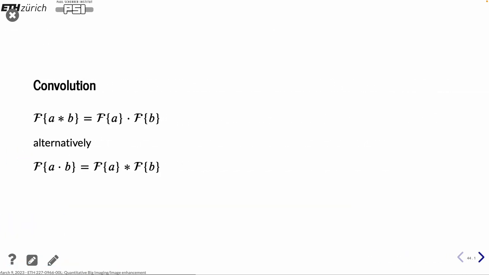Other things that are interesting is the convolution. And the convolution in the real space is the same as the multiplication between the 2 signals in reciprocal space. And that's a very useful thing. The other way around is also working. So if you have a multiplication between 2 signals, then it's the convolution in the Fourier space. That is, however, less used, at least for filter purposes.